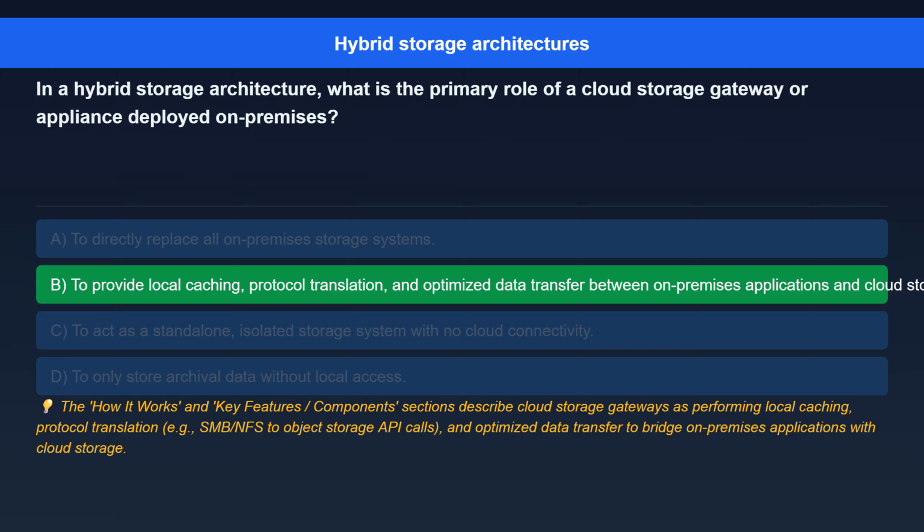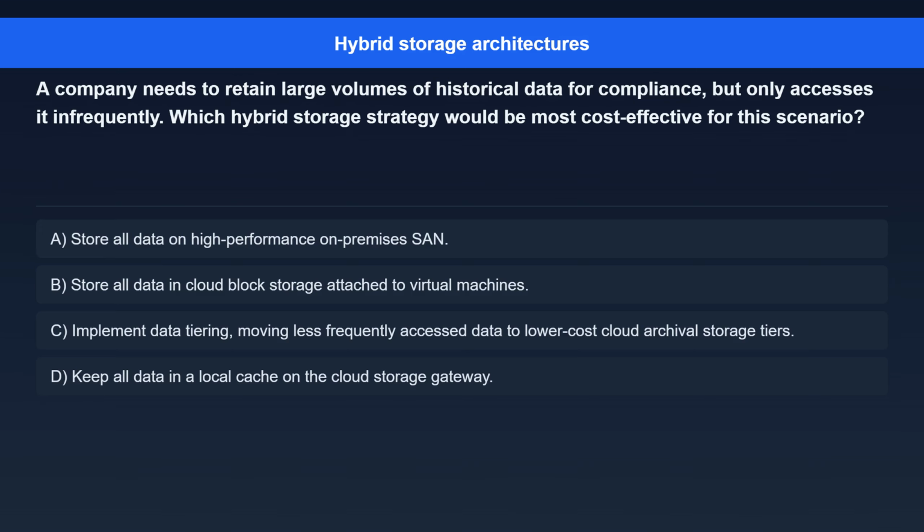The correct answer is, quote, to provide local caching, protocol translation, and optimized data transfer between on-premises applications and cloud storage. Here's the explanation. The how it works and key features components sections describe cloud storage gateways as performing local caching, protocol translation, e.g. SMB NFS, to object storage API calls, and optimized data transfer to bridge on-premises applications with cloud storage.